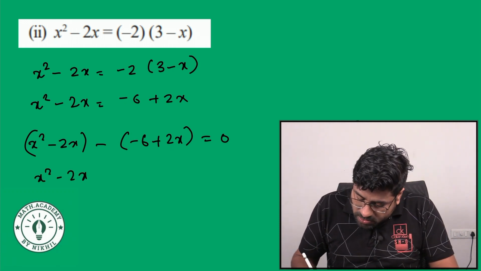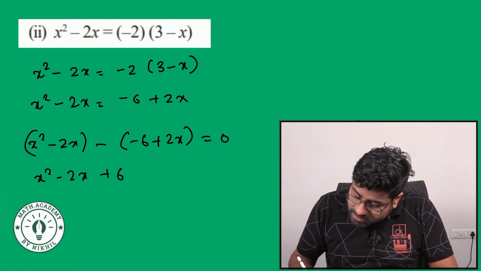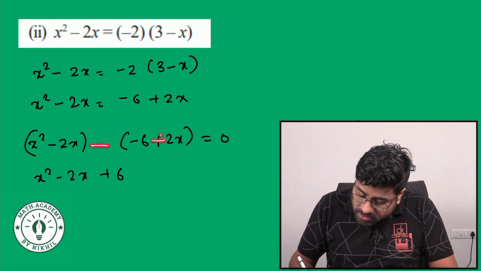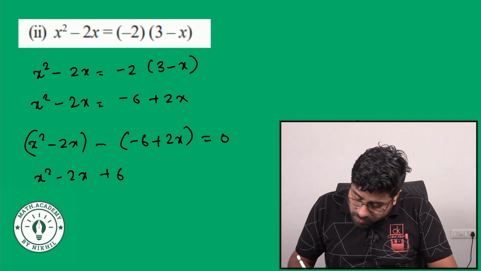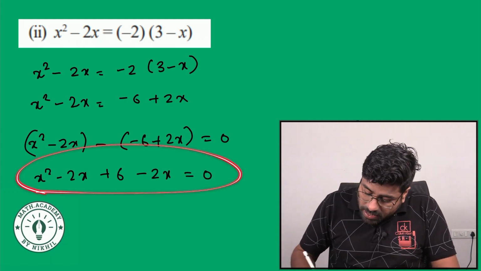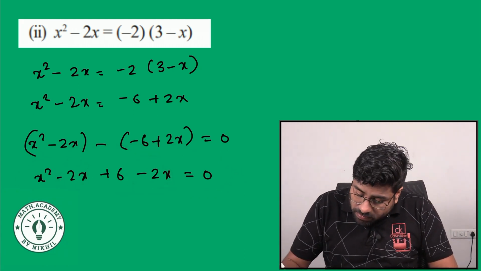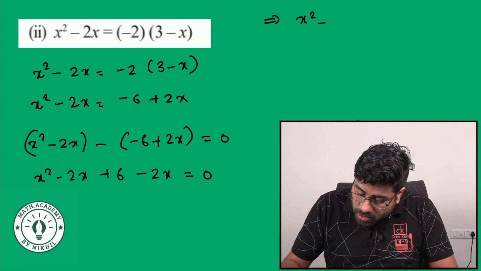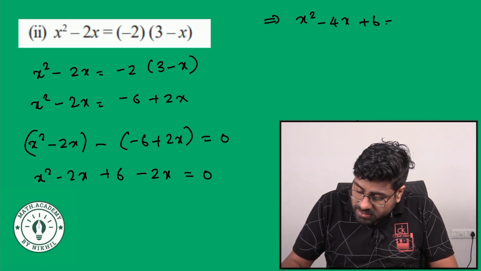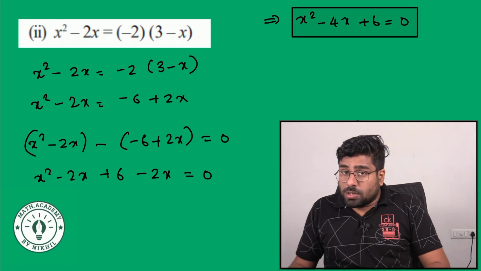X square minus 2x, minus of minus becomes plus, so this is going to be plus 6, and minus of plus, minus into plus is going to be minus, so this is going to be minus 2x is equal to 0. Now let's combine the like terms. You can see there are two like terms, which is minus 2x and minus 2x. So simplifying, you will get x square minus 4x plus 6 is equal to 0.